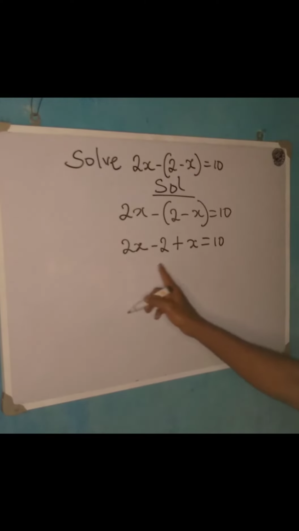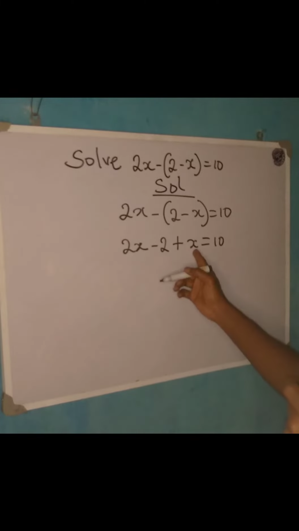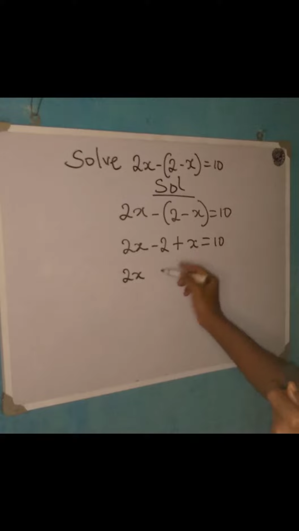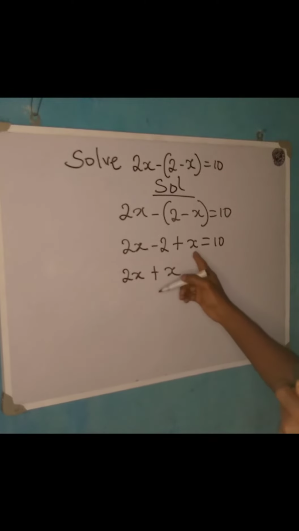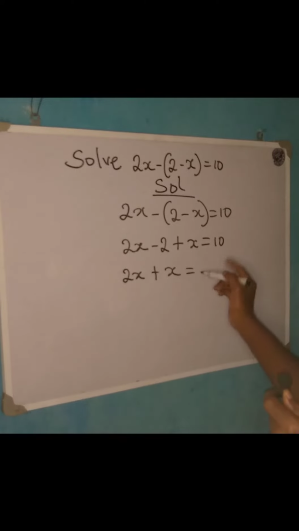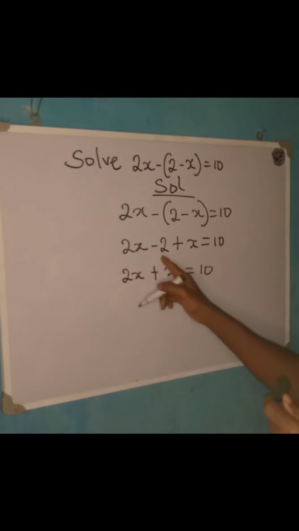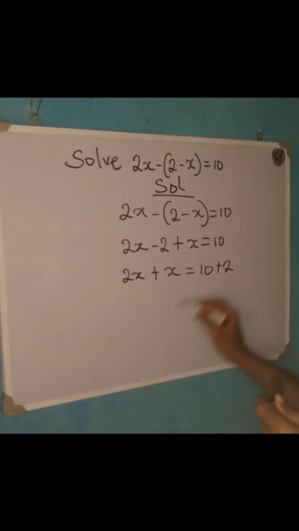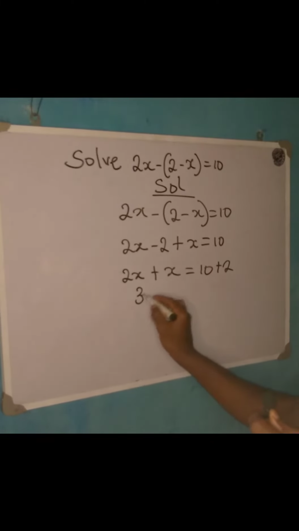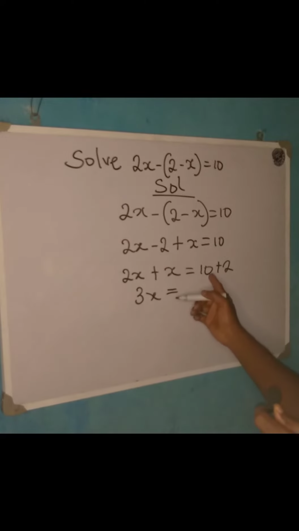The next point is to collect like terms, and when we do that, this will come here, so we'll have 2x then plus x. It is still plus because it's on the left hand side. Then this will be equal to 10, this becomes plus 2, right? Then this 2x plus x will give us 3x. Then this is equal to 10 plus 2, 12.